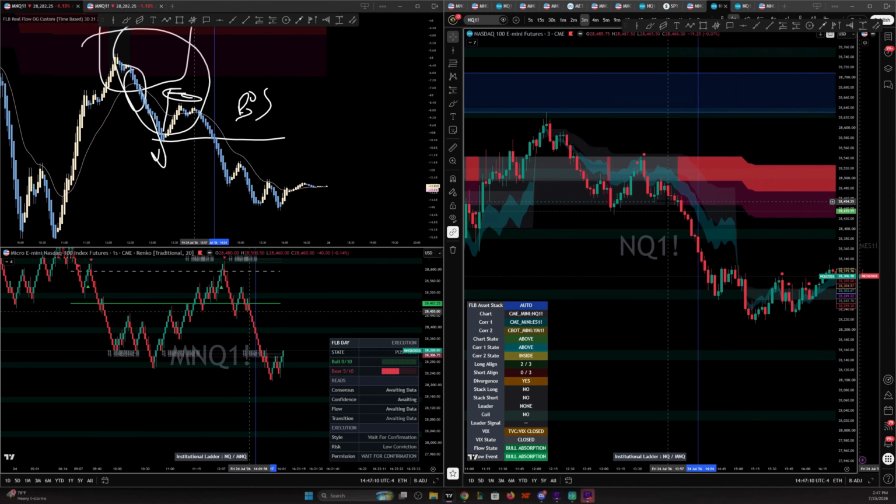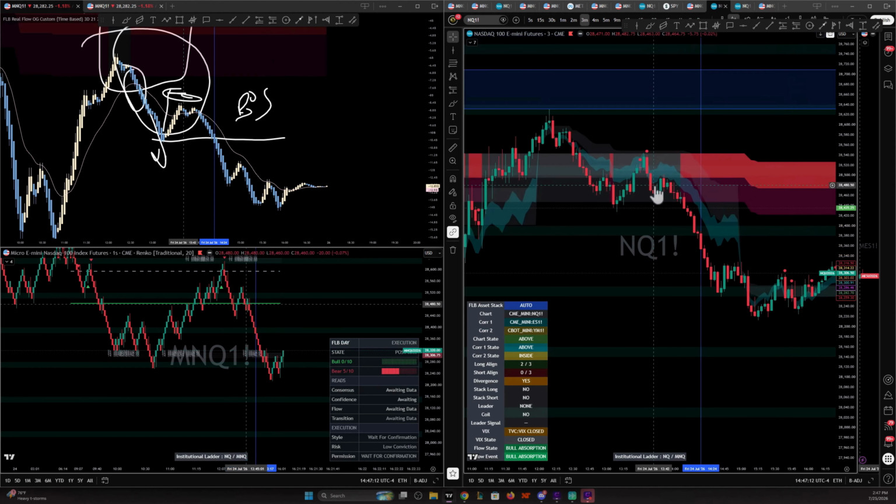And honestly, most people can't handle a drawdown. They would close this and re-enter and get chopped out and lose money and probably just get so fed up they don't take the trade again. Okay, and that sucks. That's the worst thing to happen to you.